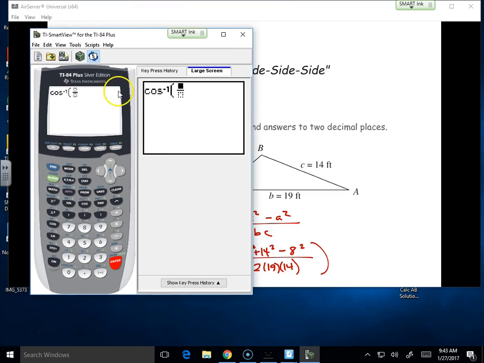Remember, we saw this at the beginning of the year, but some of you just tuned out. 19 squared, plus 14 squared, minus 8 squared. Now are you going to get it all messed up? No, because you have a nice numerator and a nice denominator. Do it all at once, don't waste time. Then you can do a big old end parenthesis. Go. Got it? Good.